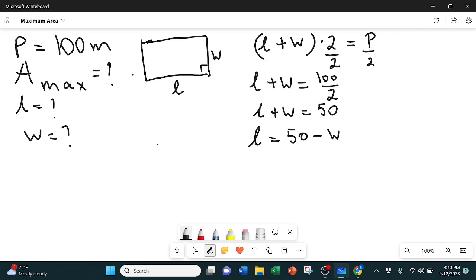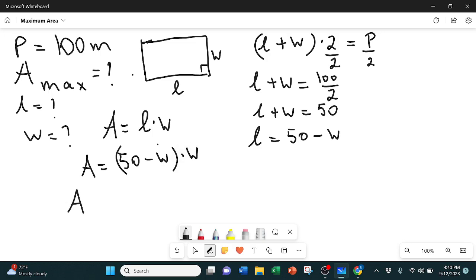Now, let's take a look at the formula for the area of the rectangle. The formula for the area of a rectangle is length times width. So the area will be, instead of length, we put 50 minus W, times W. And the function of the area in terms of W is going to be 50W minus W squared.